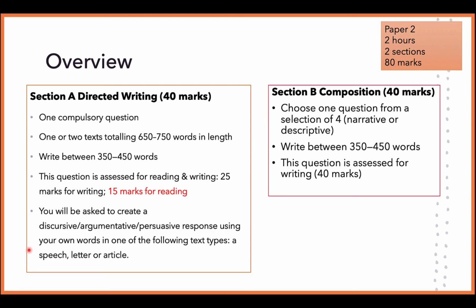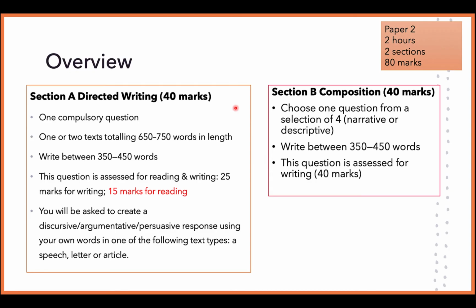Now this paper is split into two sections. You have Section A, which is directed writing, which is worth 40 marks. Section B, which is your composition, which is also worth 40 marks. So there it's 2 hours, 2 sections and 80 marks equally divided across the two different sections.